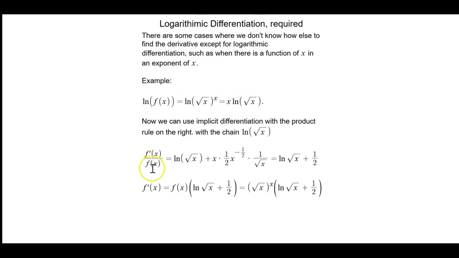So now I'm going to use implicit differentiation and differentiate term by term. So the derivative of the ln of f of x, since the ln is the outside function here, is just f prime of x over f of x. And then I'm going to use the product rule here, and that simplifies to the ln of square root of x plus 1/2. So now I need to solve for just f prime of x. So I'm going to multiply this by f of x. And what was f of x? My original function was the square root of x raised to the x.